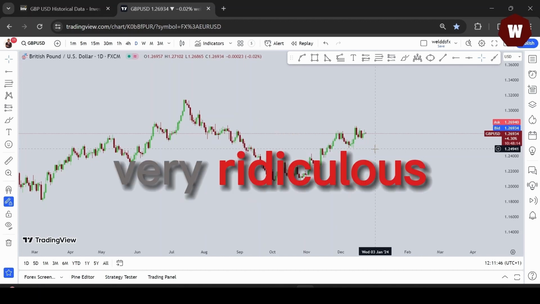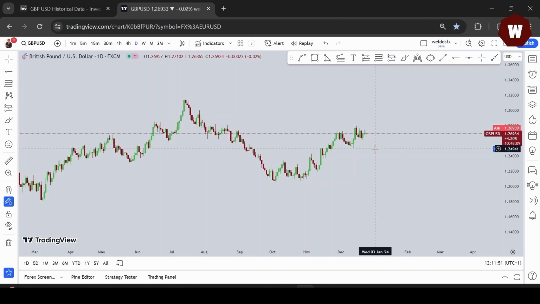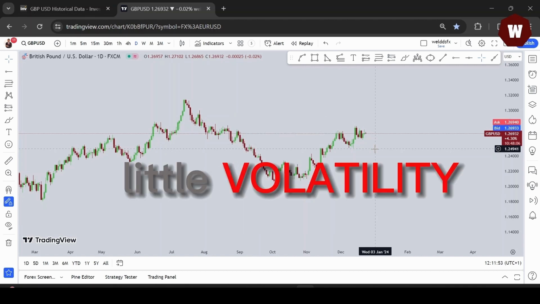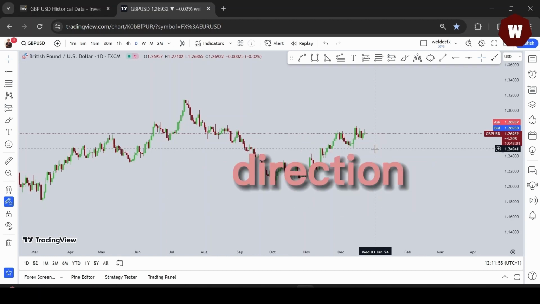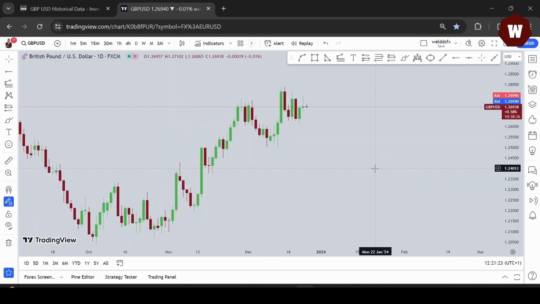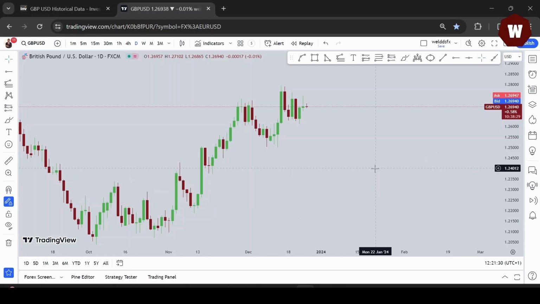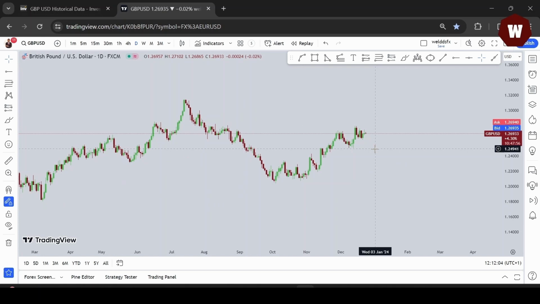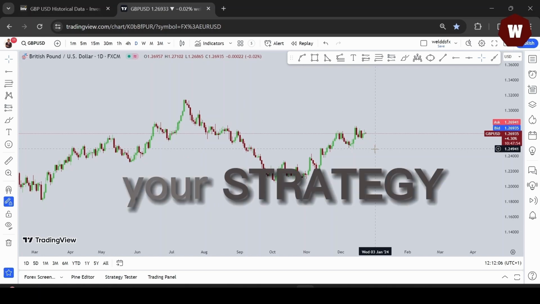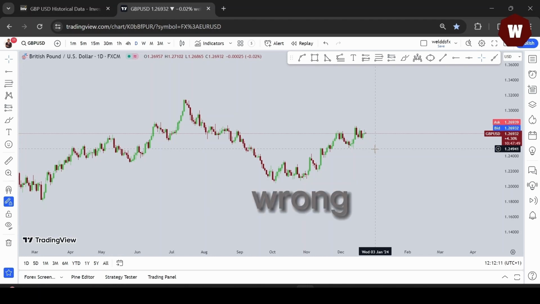That is very ridiculous, and a lot of retail traders fall into this trap. You set a trade with a 20 pip stop loss, the market comes with a little volatility, hits you out, and later it starts trading in your original direction. After this, a lot of forex traders will rush and place the trade because of fear of missing out, and they will be chasing trades up and down and keep on losing money, and this is very frustrating. You keep on losing and losing, and you find out maybe there's something wrong with your strategy, but most times your strategy is not wrong. You are only using the wrong stop loss.